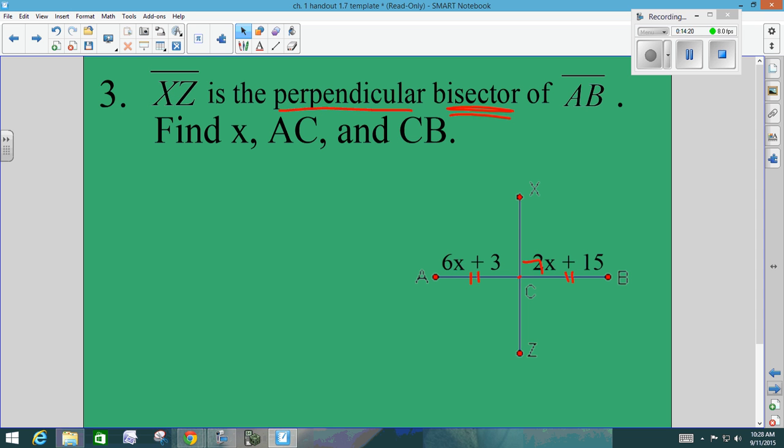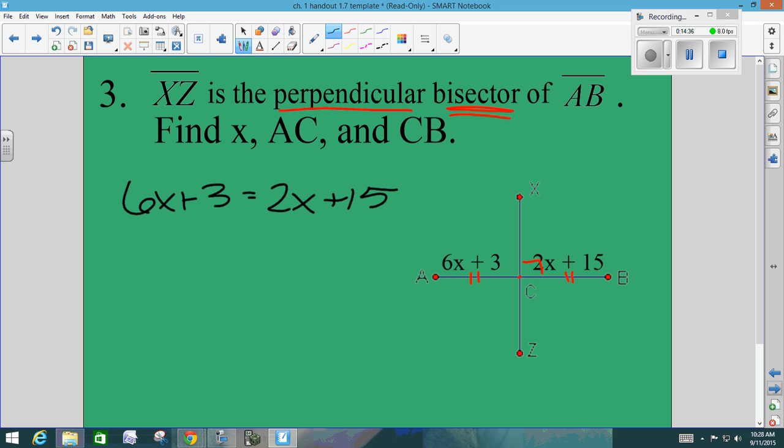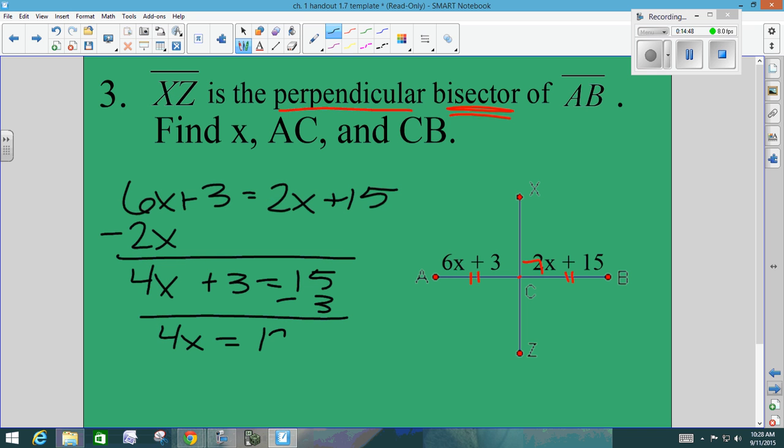Good. All right. What should I do with the 2 expressions then to find x? Set them equal to each other, because we marked the segments congruent, which means equal. So we're going to say 6x plus 3 equals 2x plus 15. You want to bring 6x right or 2x left? 2x left. 4x plus 3 equals 15. Subtract 3 over. 4x equals 12. Divide by 4, and what's x equal?